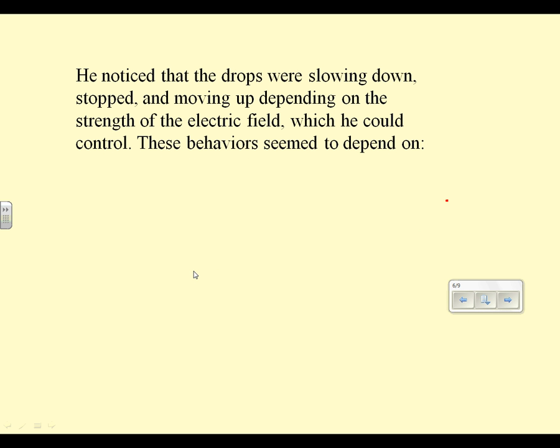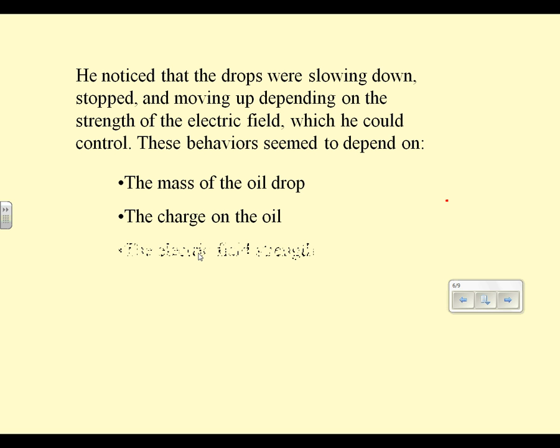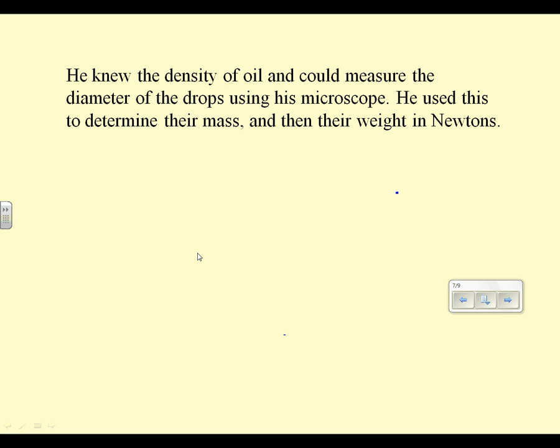He noticed that the drops were slowing down, stopping, and moving up depending on the strength of the electric field, which he could control. And these behaviors seem to depend upon the mass of the oil droplet. Bigger ones would fall more, obviously. Also the charge on the oil and the electric field strength. Is there one more? No, there isn't.